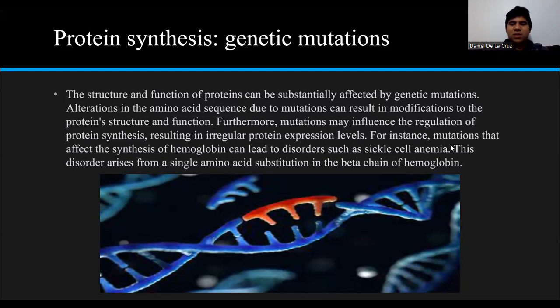For instance, some mutations that affect the synthesis of hemoglobin can lead to disorders such as sickle cell anemia, which is not good for the body. This disorder arises from a single amino acid substitution in the beta chains of hemoglobin, which is basically what's happening in this photo down here.